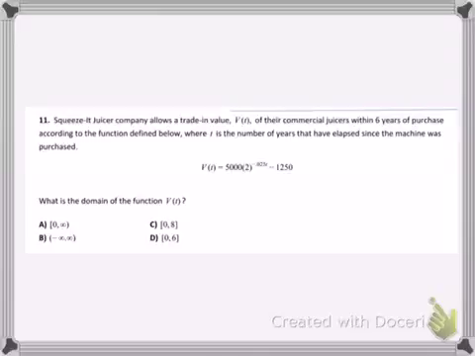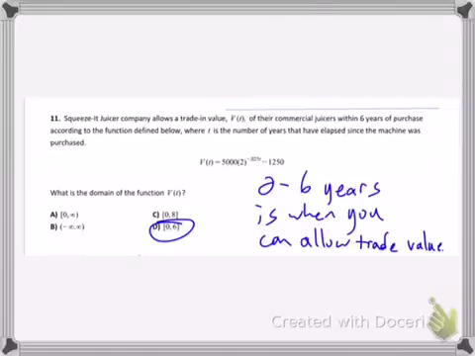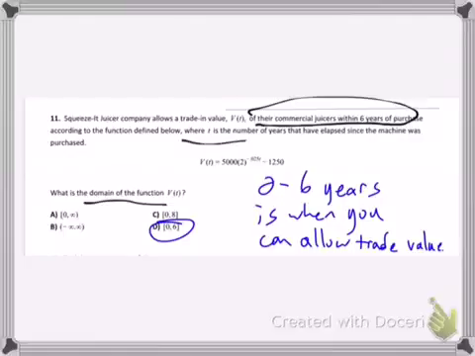Squeeze juicer company allows trade value, V of T, of the commercial juicers within 6 years of purchase according to the function defined below, where T is the number of years that have elapsed since the machine was purchased. What is the domain of the function? Right here it says the commercial allows trading value from 0 to 6 years. It says T is the number of years elapsed since the machine has been purchased. So right here we know that T is the amount of X values in the domain, because V of T is the Y value, so we know it's from 0 years to 6 years, and you allow trade value.